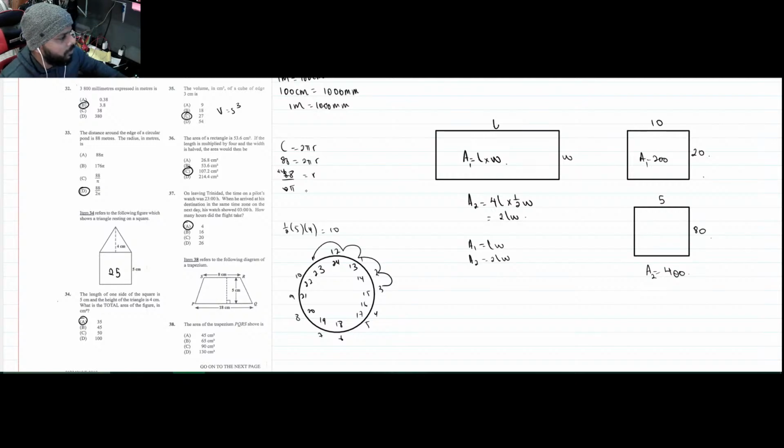Area of a trapezium is half the sum of the parallel sides multiplied by the perpendicular distance between them. 18 and 8 is 26. Half of 26 is 13. 13 by 5 is 65.